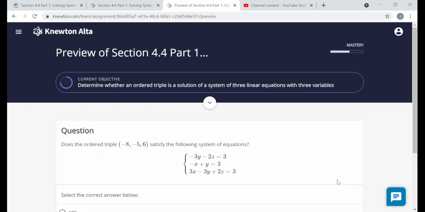All right, looks like the final question I'm going to get on this objective, as long as I get it right. Don't forget, don't guess on things, right? If you get something wrong, it's going to back the progress bar up a bit, and then you'll have to do more. So I'm going to write this system out, and we'll test that ordered triple.